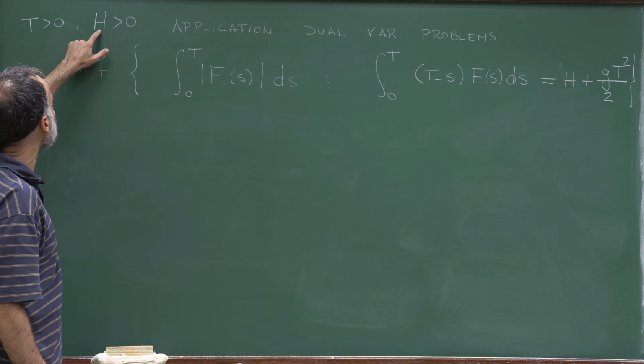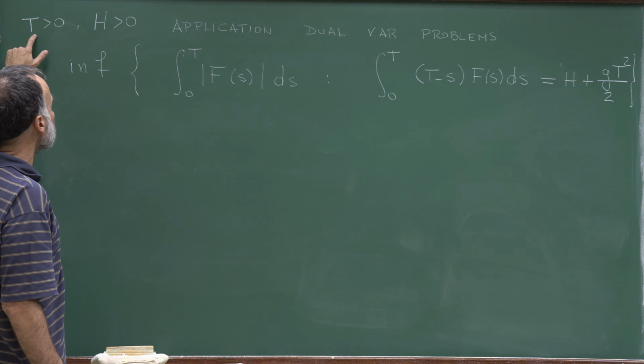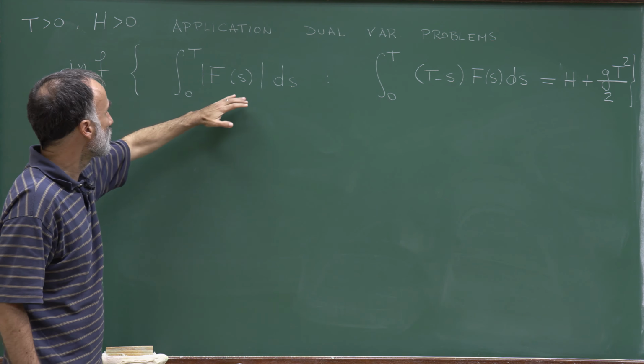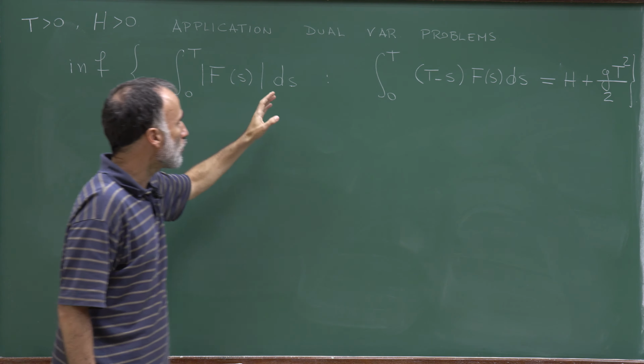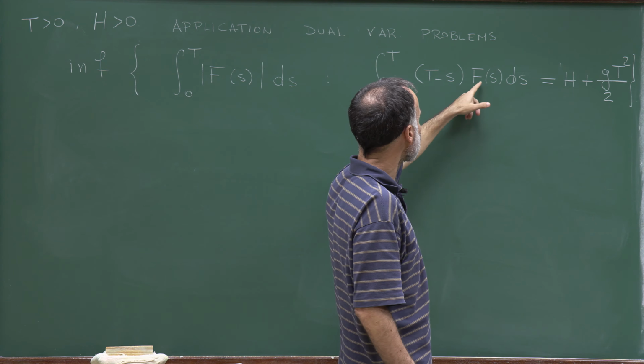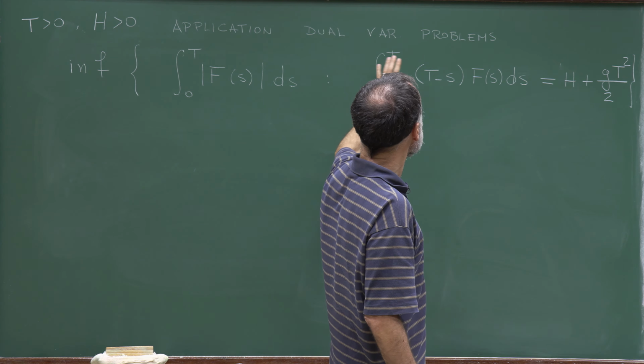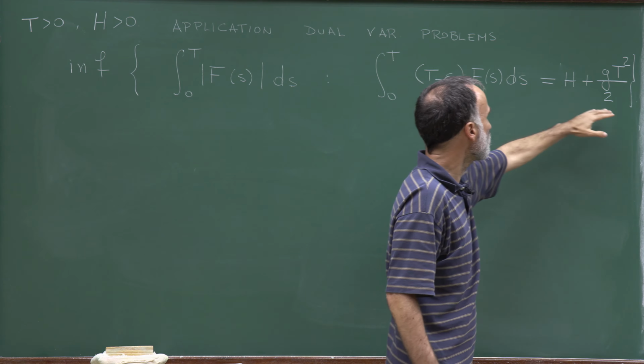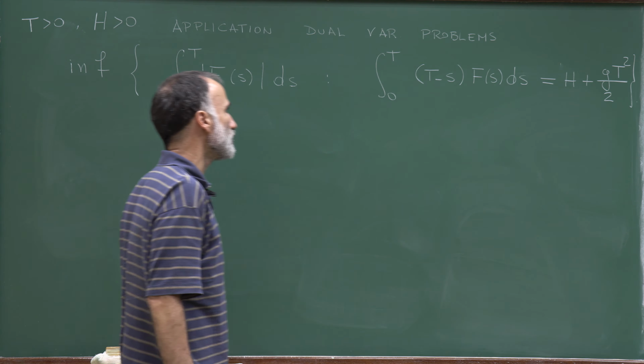I fix the height h, a positive time T, and I want to minimize this cost among all possible bounded measurable functions f, whose integral of this expression is given by h plus g T squared over 2.